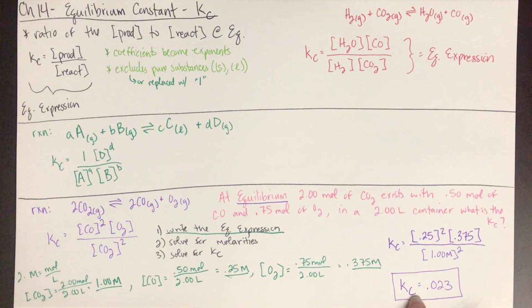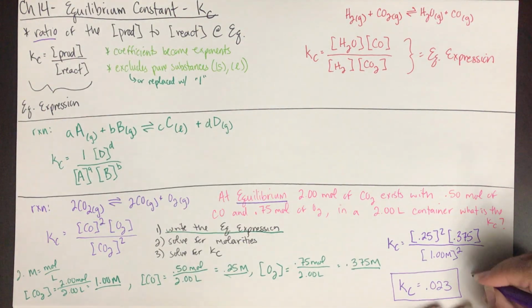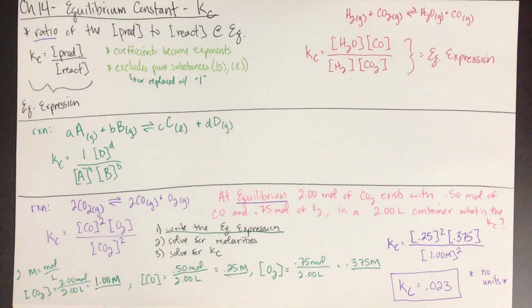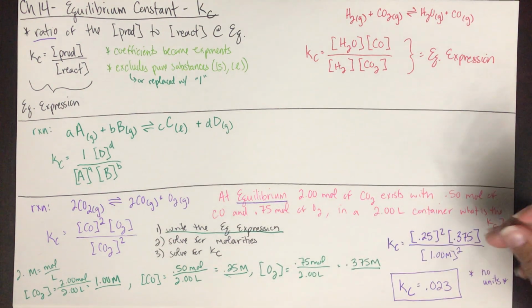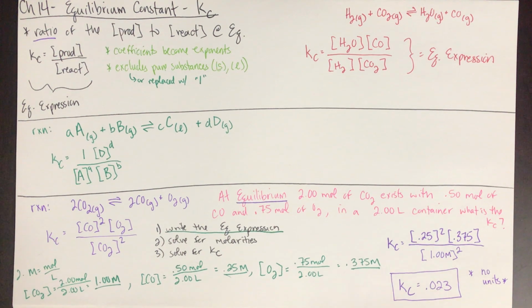This equilibrium constant is a ratio. There are no units for the Kc. It's just a ratio of products to reactants at equilibrium. Remember, this number has 2 significant figures because leading zeros are never significant.